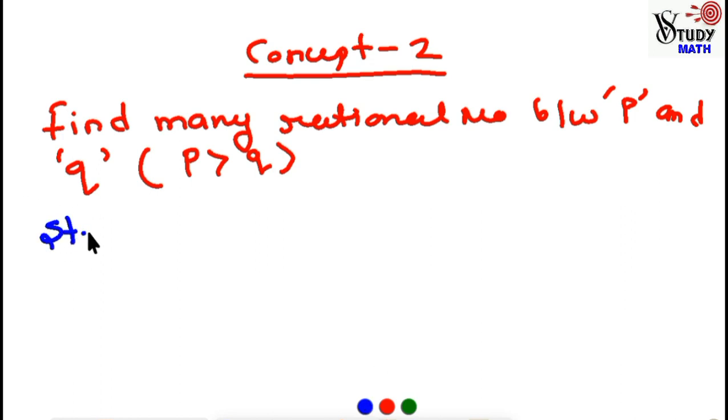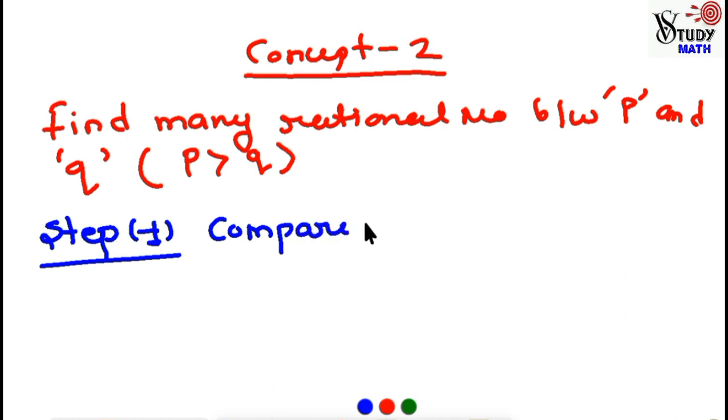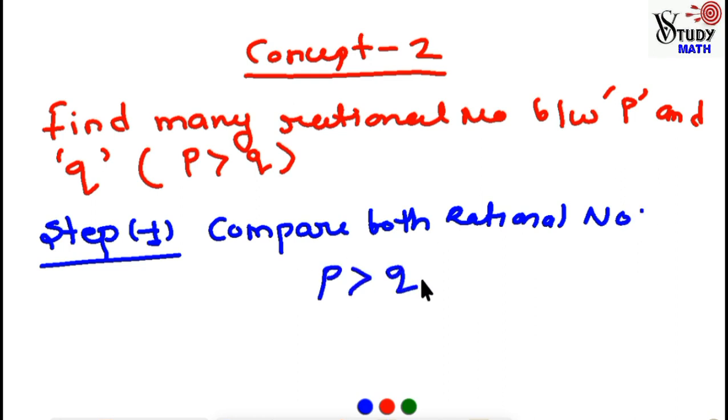So let's try to understand it step by step. First step, what is our first step? We have to compare both the rational numbers. Here we compare P is greater than Q. First we have to find which number is greater and which number is lesser in step number 1.